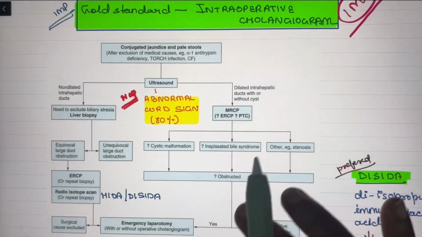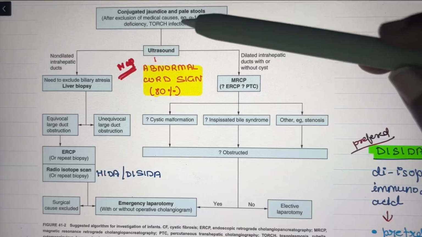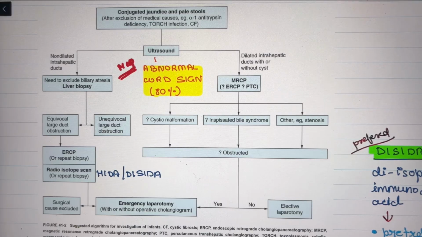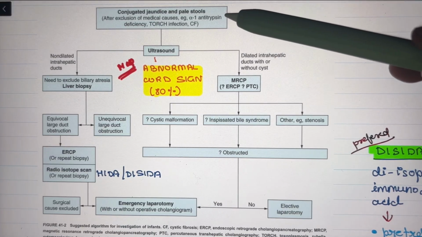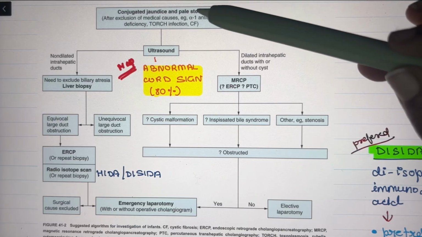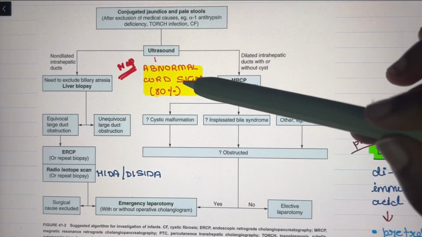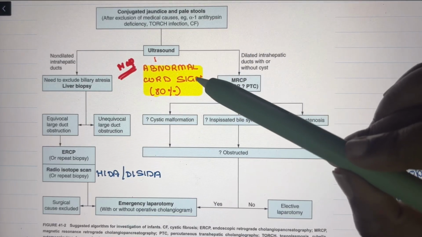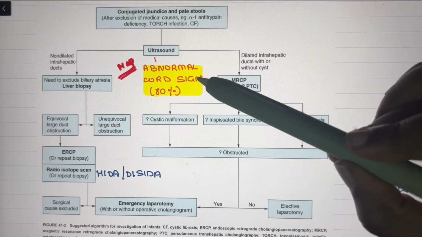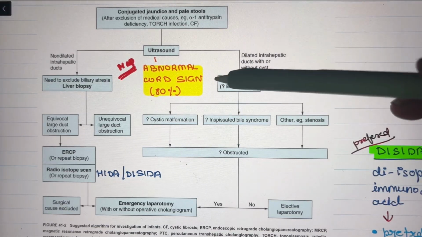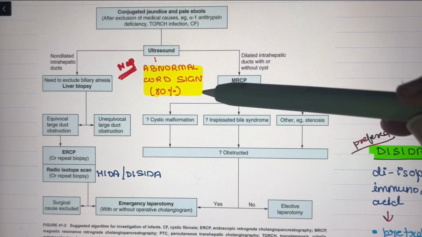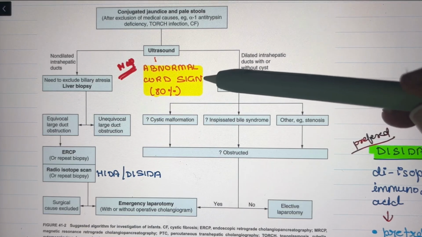Now, first, a neonate came to you with conjugated jaundice and pale stool. After exclusion of medical causes like alpha-1 antitrypsin deficiency or TORCH infection, which are the differential diagnoses of biliary atresia, we will do the ultrasound. In ultrasound, remember, this is asked many times in MCQ, in NEET PG and SS also, that is the abnormal cord sign, also known as the triangular cord sign. If the abnormal cord sign is present in ultrasound, in 80% of cases of biliary atresia we see this sign, and this is pathognomonic of biliary atresia.